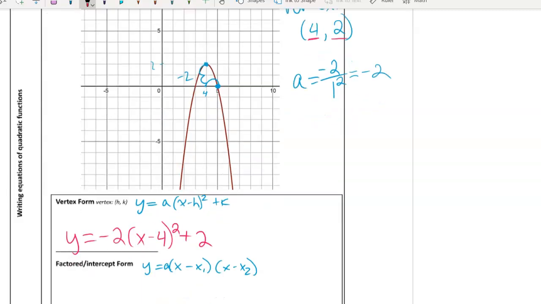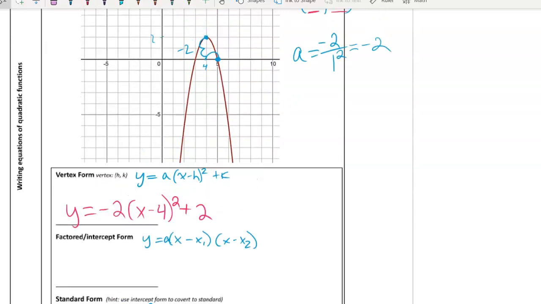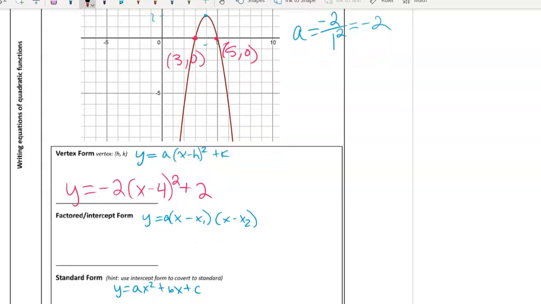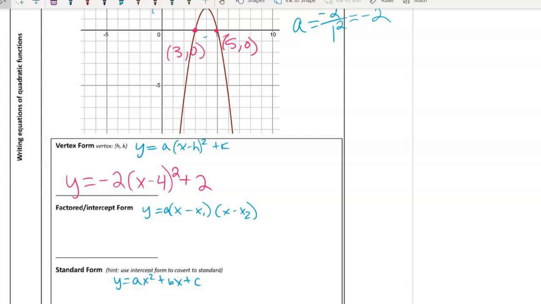All right. Next section, we want factored intercept form. So for this section, we're going to be looking at the y-intercepts. We have one here at 3, 0, and one here at 5, 0. So in order to write our equation, we're going to use that same a value, which was negative 2. Then we'll have x minus our first one and x minus our second one. Easy enough.